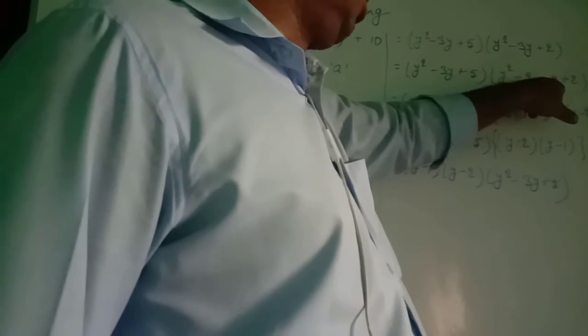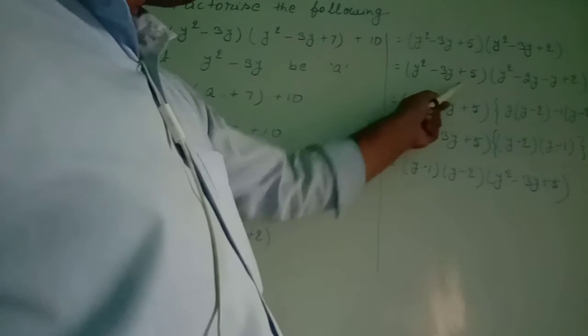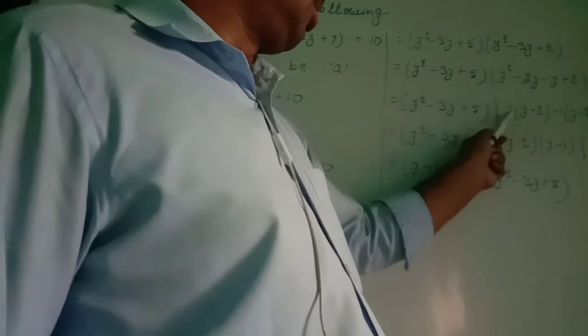Multiplication of the coefficients, 2 into 1, equals 2, so the equation became y square minus 2y minus y plus 2. Now I wrote this equation here. From the first two terms y is taken out, so here y minus 2 is left. From the last two terms 1 is common, so y minus 2 is left. Minus minus plus, so minus 1 will be here, and here minus 2 will be there.